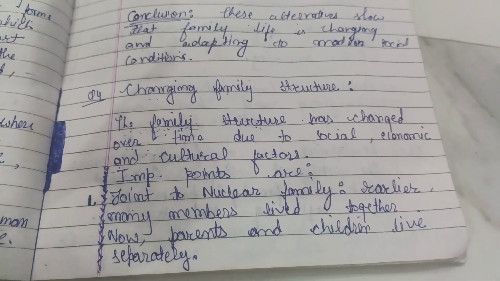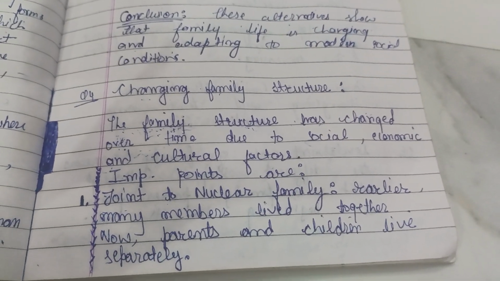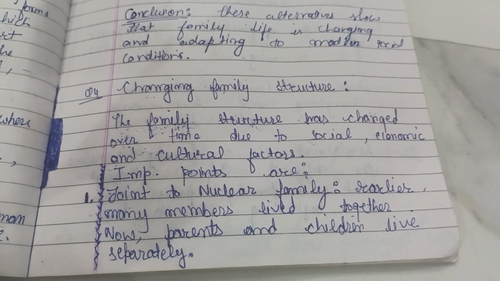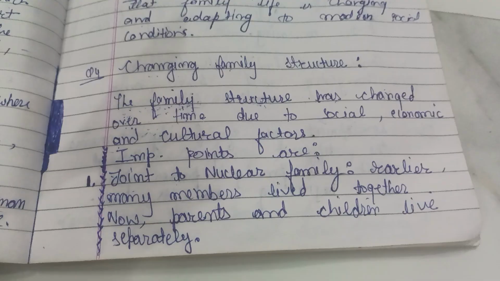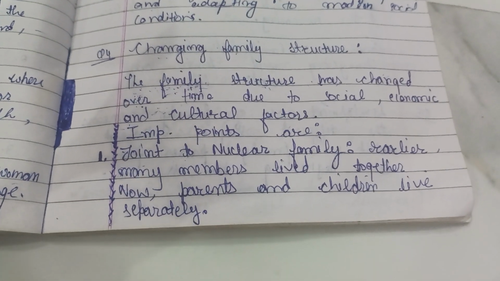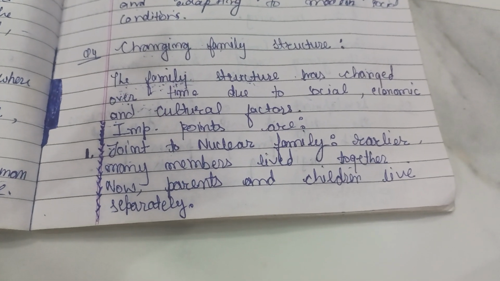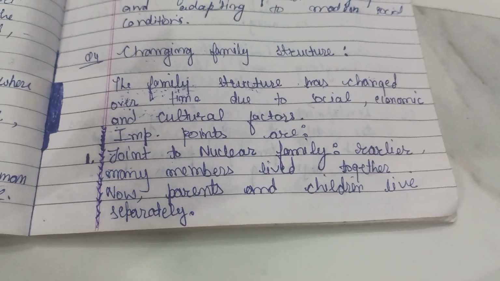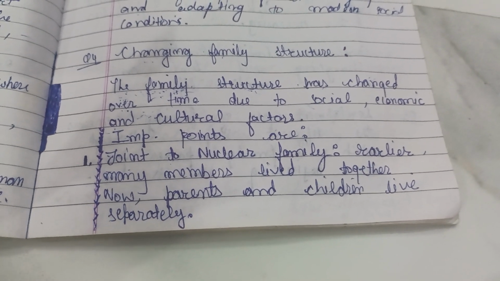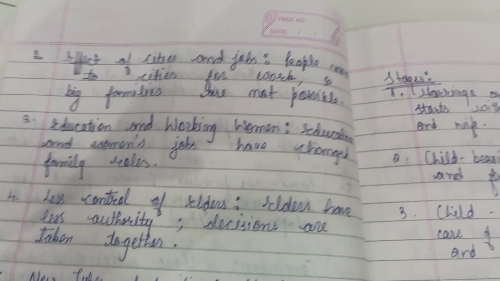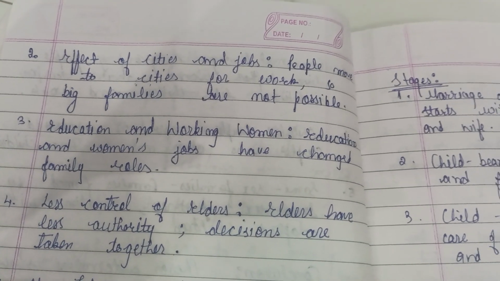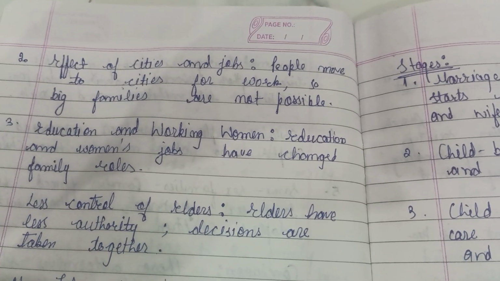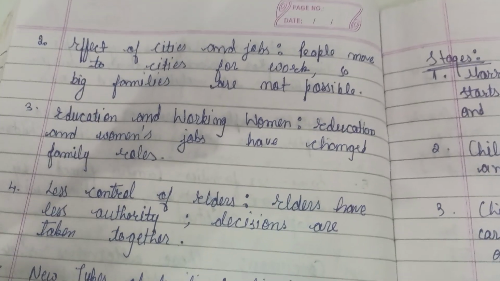Fourth question है changing family structure. The family structure has changed over time due to social, economic, and cultural factors. Important points are joint to nuclear family, joint से nuclear family की तरह. Earlier, many members lived together. Now, parents and children live separately. Effect of cities and jobs. People move to cities for work, so big families are not possible.